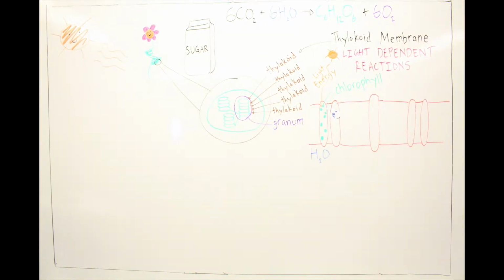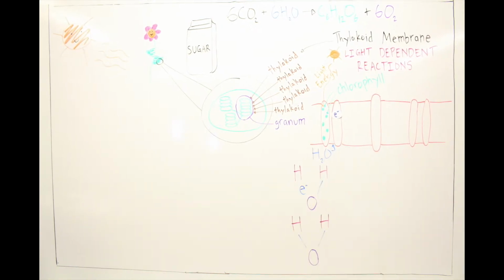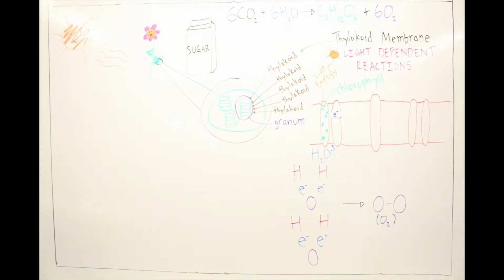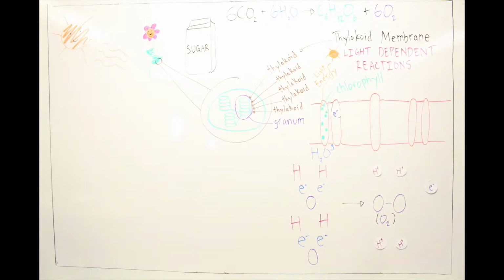In order to replace this electron so the process can continue in the future, water molecules break their bonds, which are electrons, to fill in the gap. This also leaves oxygen molecules and positively charged hydrogen atoms.